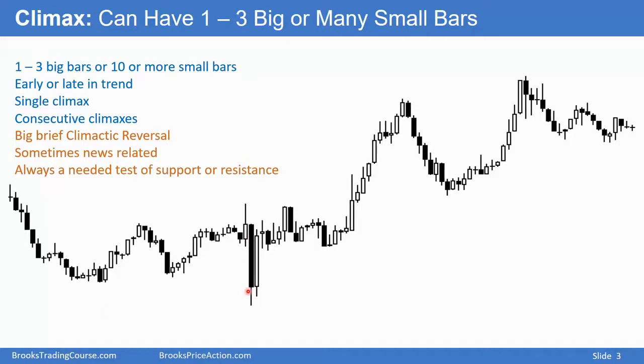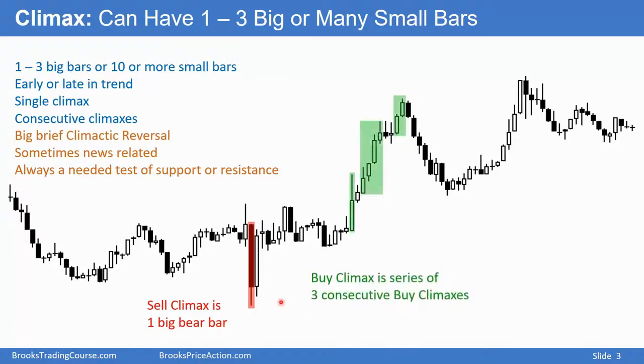When you see something like this, a single big bar that reverses immediately, it's often news-related. Not always, but often news-related, and it's usually simply a test of support or resistance. And that's what this was, a very strong sell-off, but simply a test of the bottom of a trading range. Every trend bar is a climax, every trend bar is a breakout. This is a bear breakout attempt, and it's a sell climax. Yet, it immediately reversed up, and therefore you get a climactic reversal. It's a single big bear trend bar.